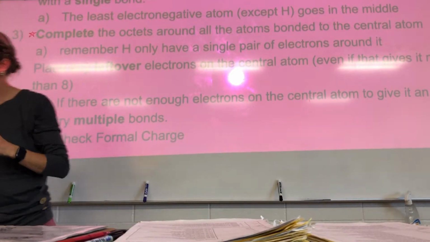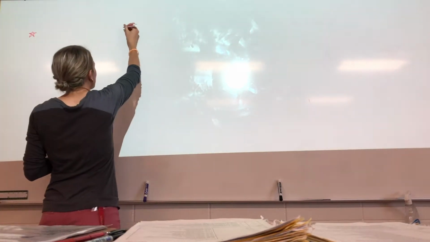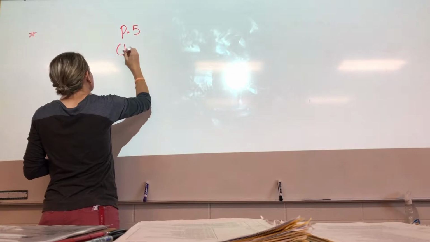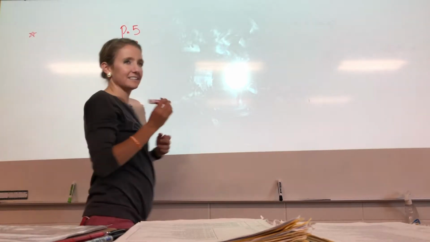So, okay, let's do our first example. We're going to draw a picture of the molecule PCl3. So the first thing we need to do is know how many valence electrons they each have. How many valence electrons does phosphorus have? 5. Chlorine has? Seven. Okay.